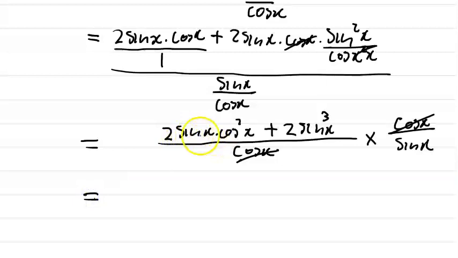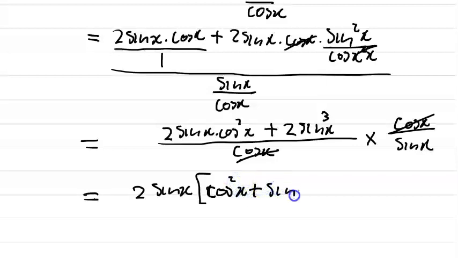Let's see. So we got 2 sine x cos squared x plus 2 sine cubed x, which is now going to leave us with the following: 2 sine x. So we got 2 sine x. We can take that out as a common factor. And what are we going to be left with here? We're going to be left with cos squared x plus sine squared x.